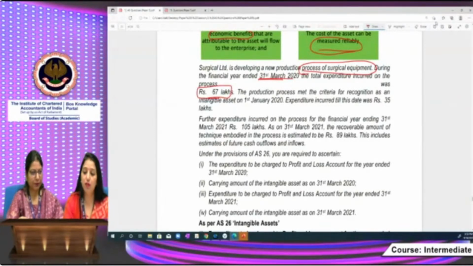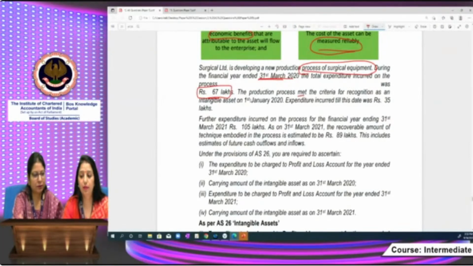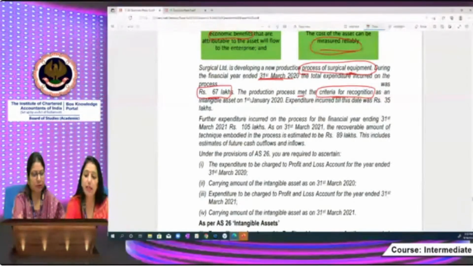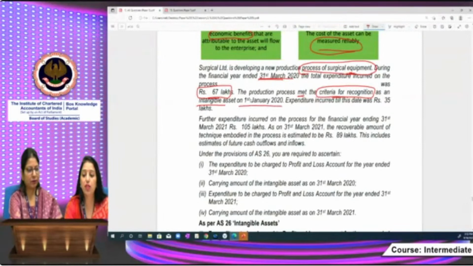The other information is that the production process met the criteria for recognition. This line is very important for understanding the requirement of the question. It says that the production process of this equipment met the criteria for recognition as an intangible asset on 1st January 2020.